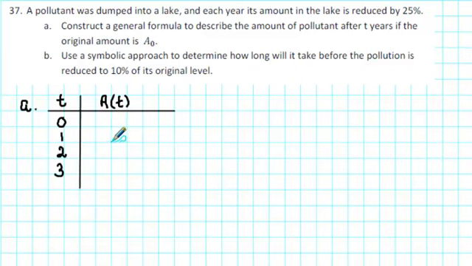The original amount is A sub 0, so when T is equal to 0, the amount of the pollutant can be symbolized by A sub 0. We're then told that each year its amount in the lake is reduced by 25%. So let's think about the process. We start off with A sub 0. That's the beginning amount. But then we need to take away 25%.